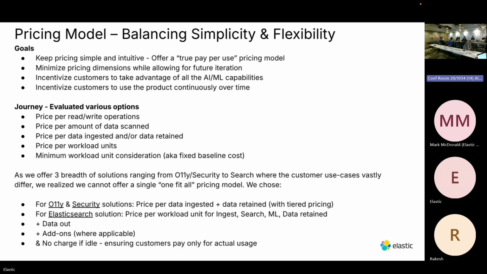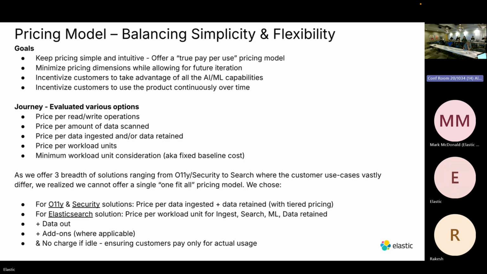So we wanted to start off with a very simple set of dimensions so that we can keep on improving and iterating over time. We wanted to incentivize customers to use the AI and ML capabilities. That's why some of the pricing models we ended up choosing would help customers take advantage of those capabilities in all shape and form. And last but not the least, we wanted to incentivize customers to actually use the product continuously over time.